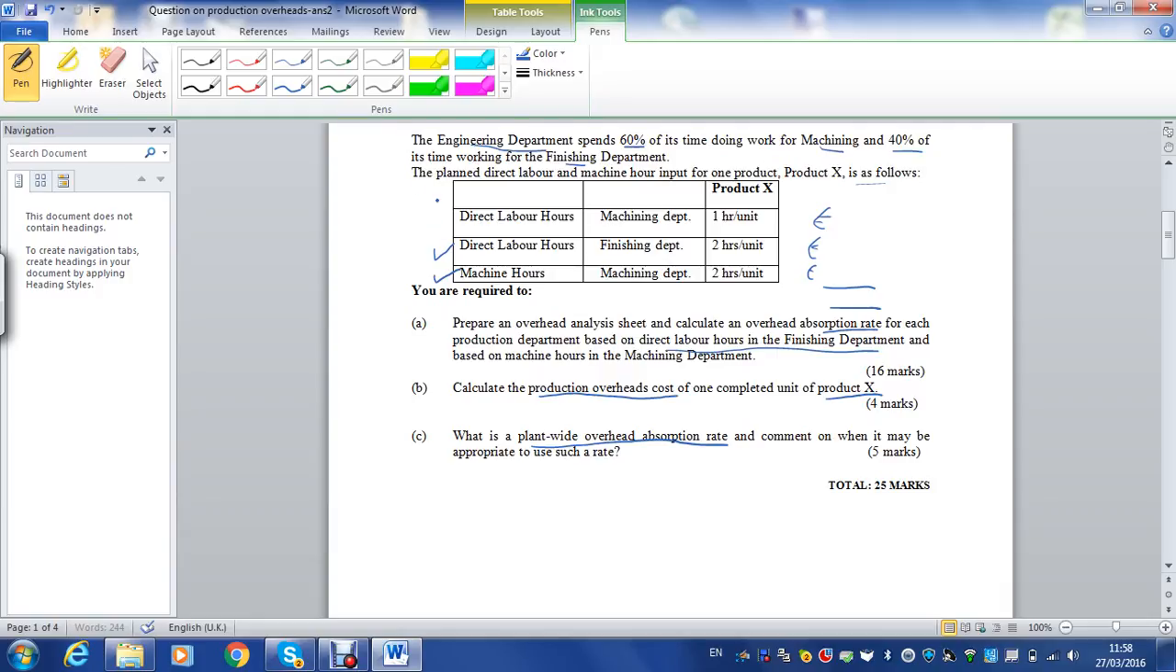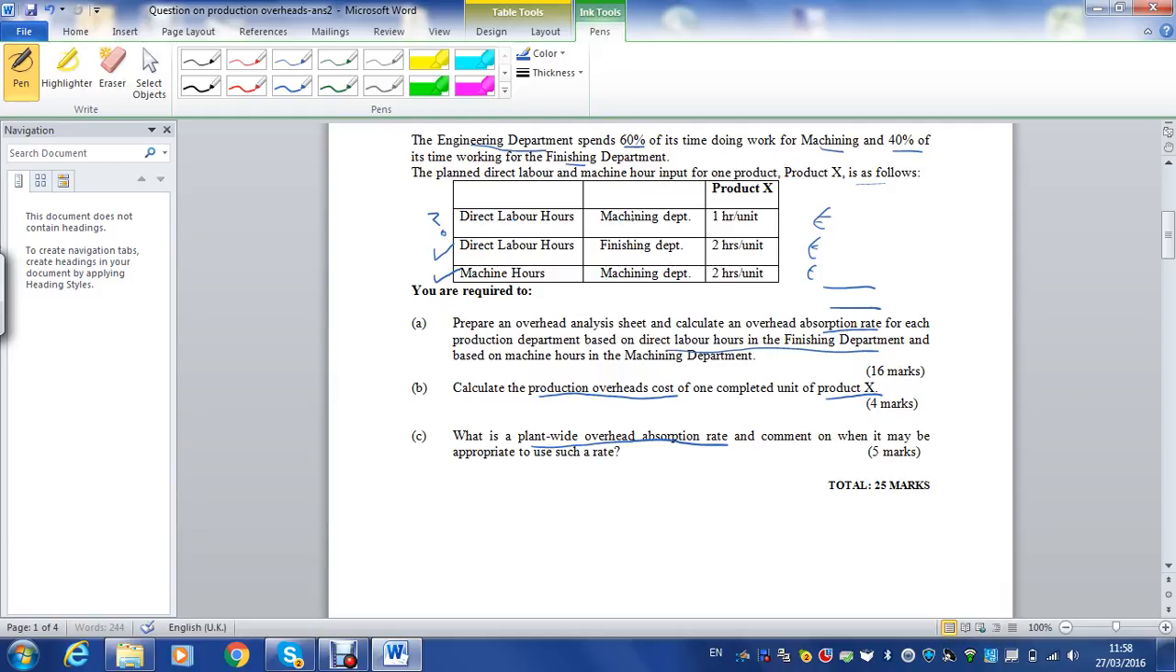So a little bit odd, and maybe it's part of the question. But if we work out the two absorption rates, we're not going to be able to work out based on this grid part B, which probably indicates we've probably got to work out another overhead absorption rate based on this criteria.